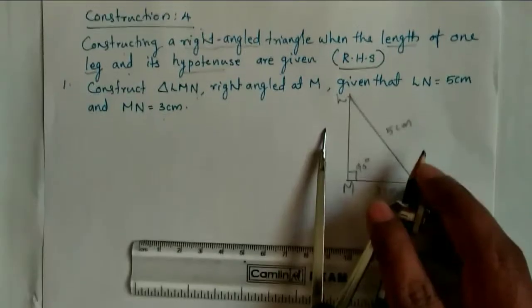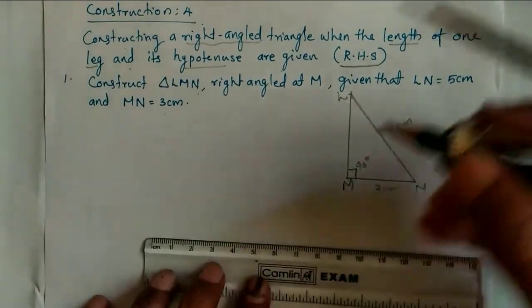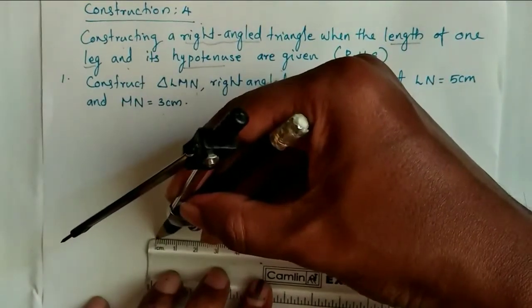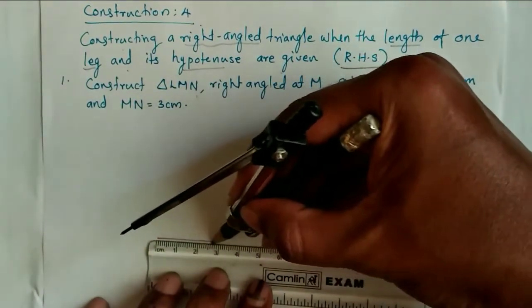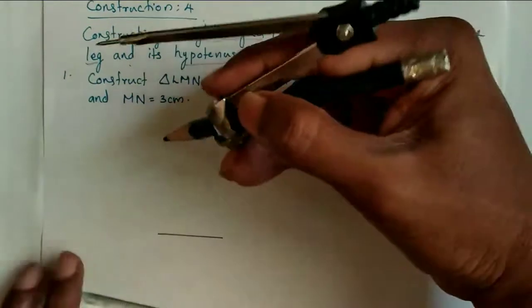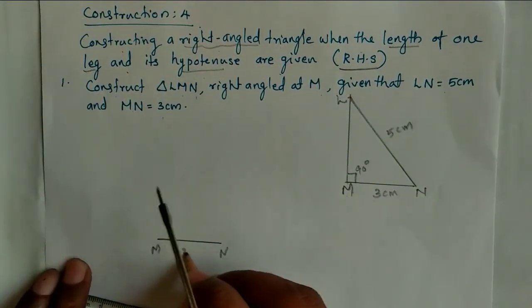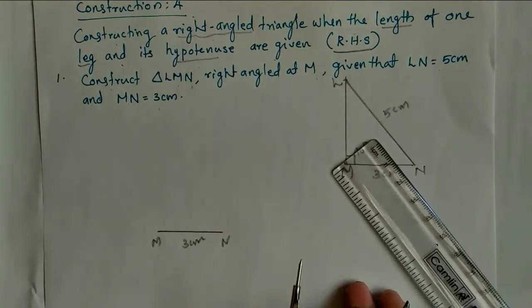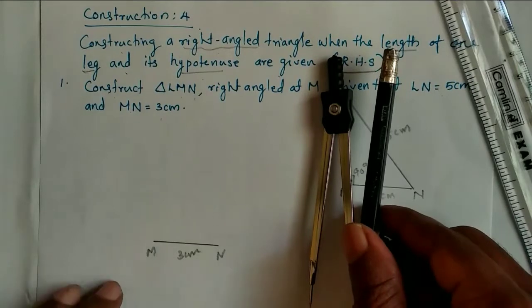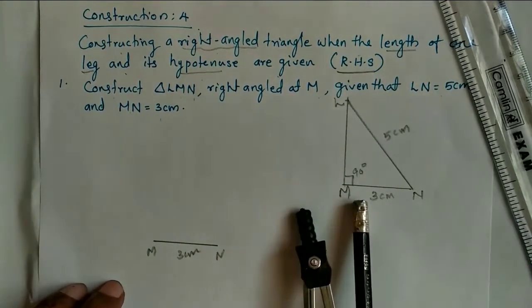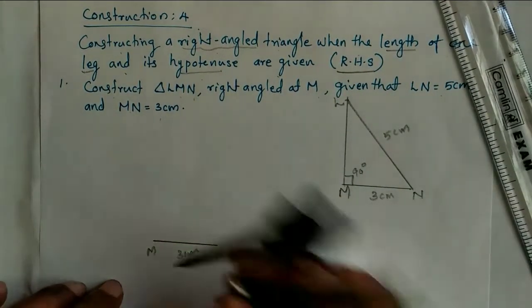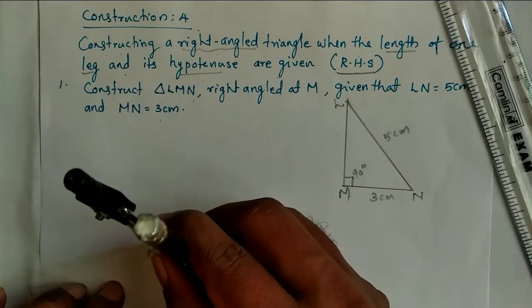So we have three measurements. One is 90 degrees, one is 3 centimeter, and 5 centimeter. First of all we have to draw 3 centimeter MN. That is the base of the right angle triangle, MN 3 centimeter. Then after that you take your compass. So we have to draw 90 degrees. By protractor directly we can draw 90 degrees, but using compass how to draw 90 degrees?